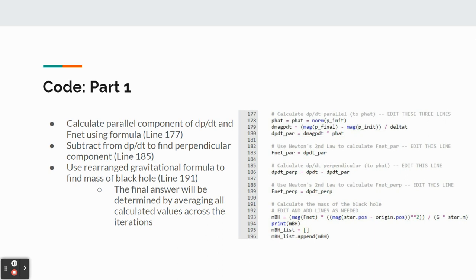Then, we'll find the parallel and perpendicular components of dp/dt using the formulas shown earlier, and plug in our values in the gravitational force formula to find the mass of the black hole. Each iteration will arrive at a different number here, so our final answer will be the average of them.